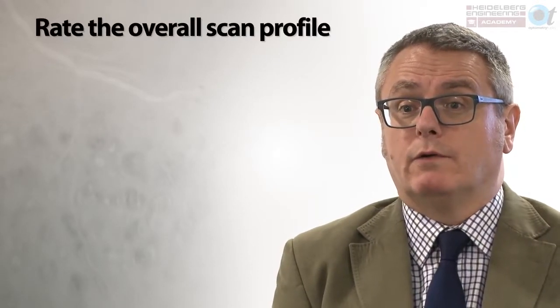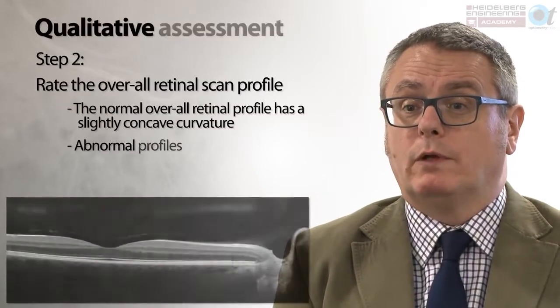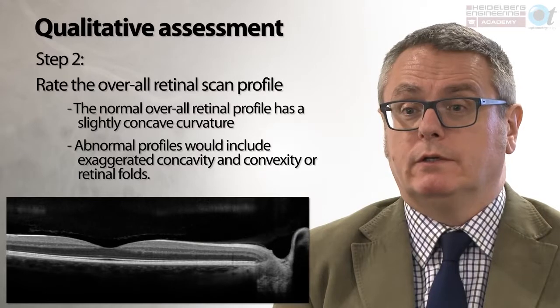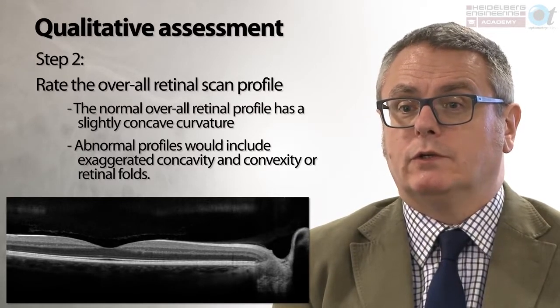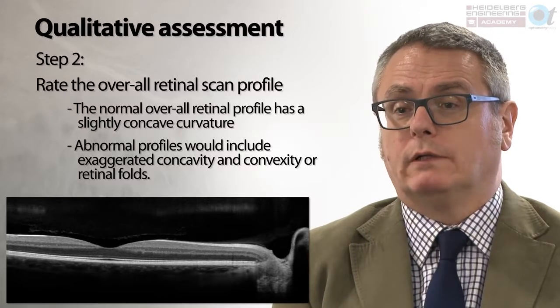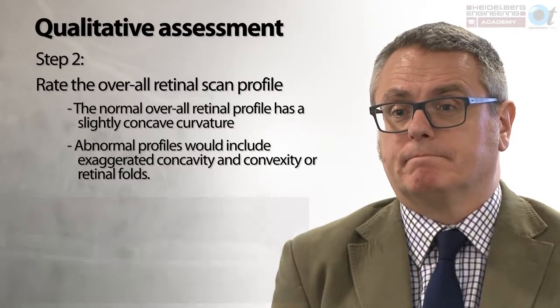Next, we need to look at the overall scan profile. And what we're simply saying is, does this scan look normal or not? What we're looking for, therefore, is a gentle concurvature of the outer retinal band and a shallow M profile to the inner retinal profile based on the position of the fovea.